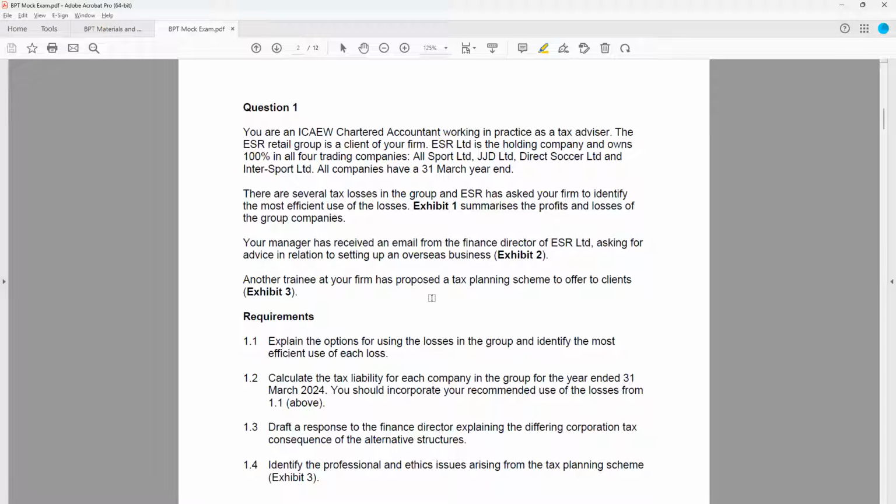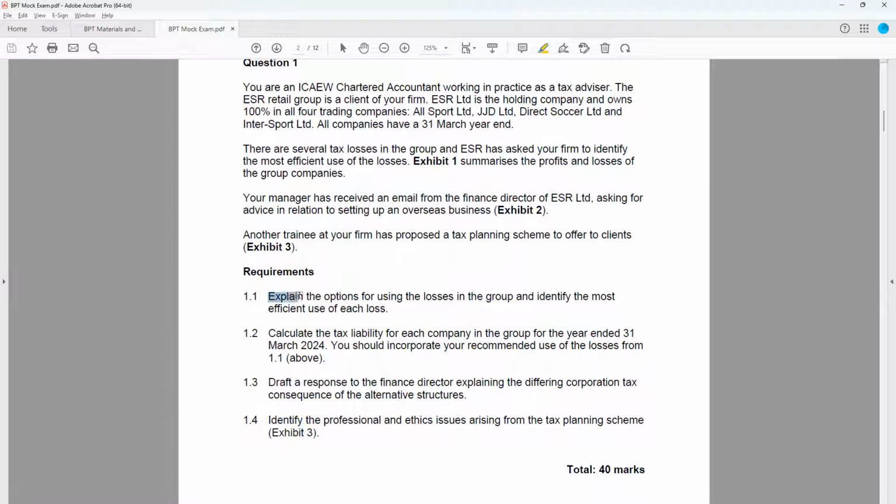So in this question, we take a look at the requirements. We can see that we need to explain the options for using the losses in the group and identify the most efficient use of each loss. Then we need to calculate the tax liability for each company in the group for the year ended 31st of March. So more of a computational requirement there.